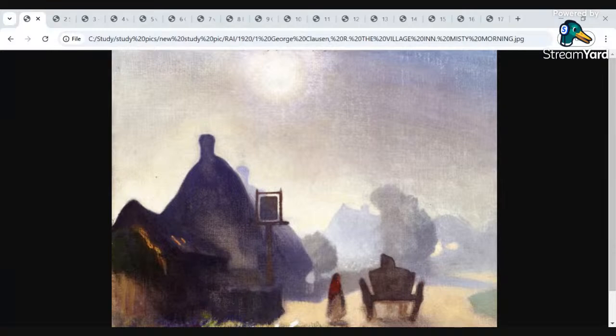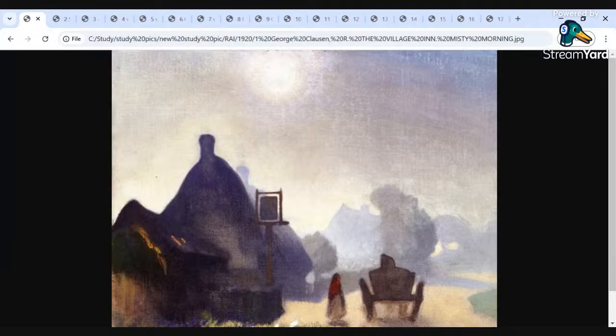It's roughly between 15 or 16 up to about 35 different pieces on a monthly basis, and we'll just go through as is. So I just want to start off with this piece here. This is by George Clausen.